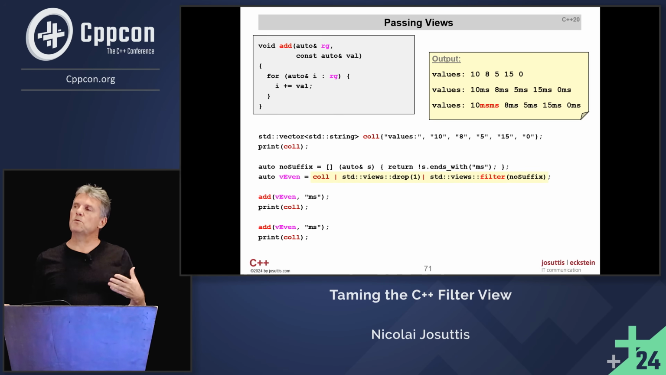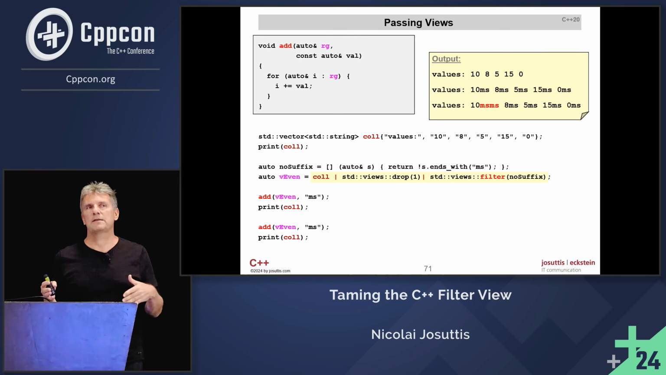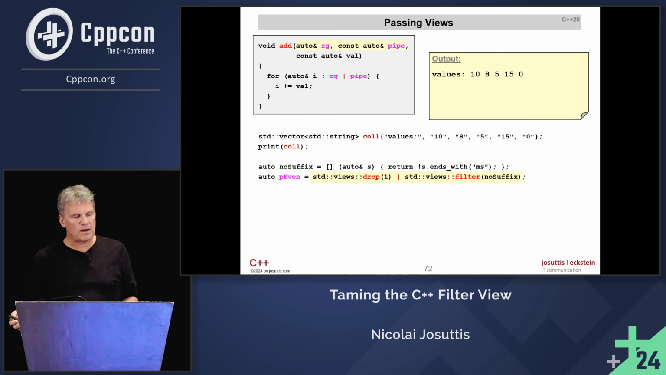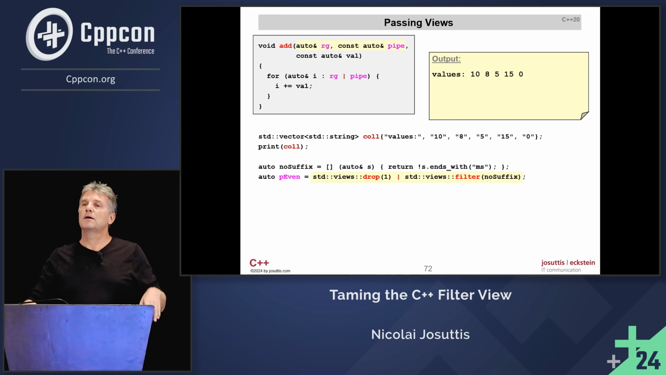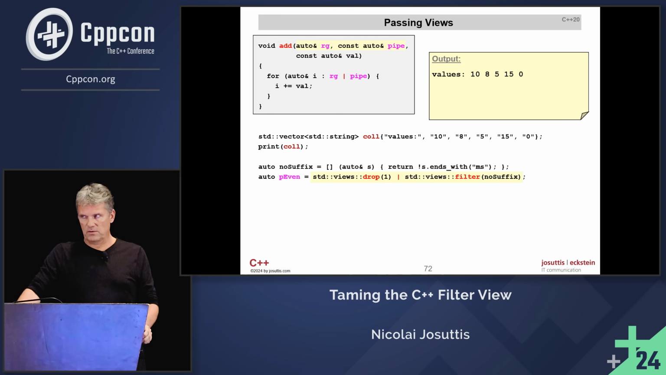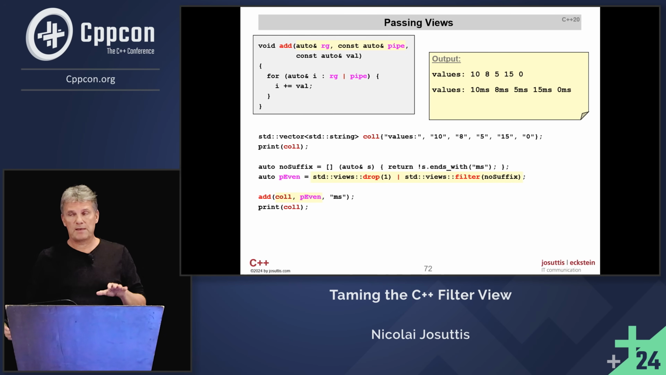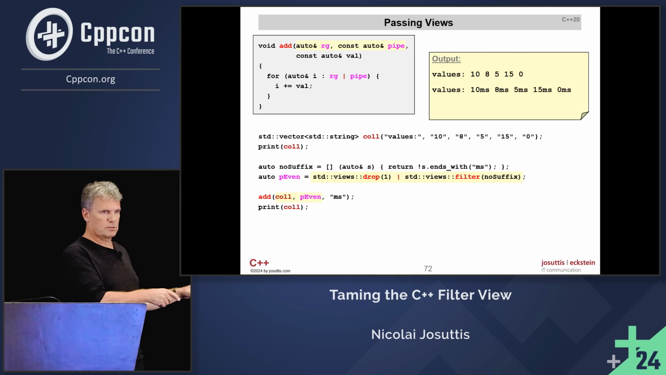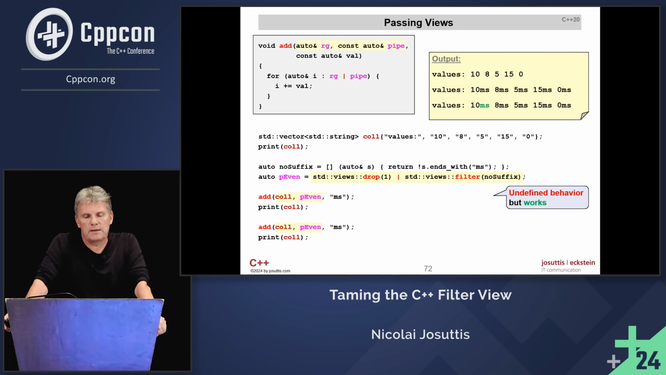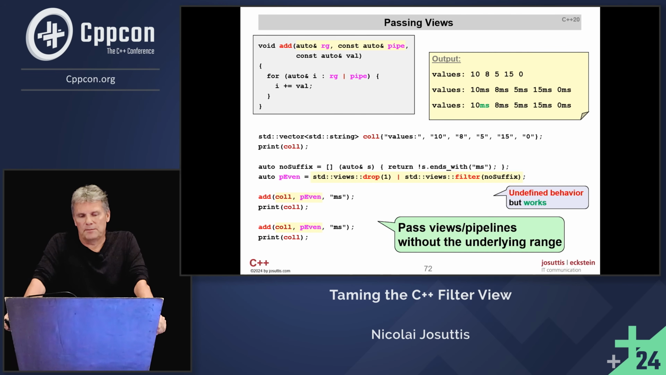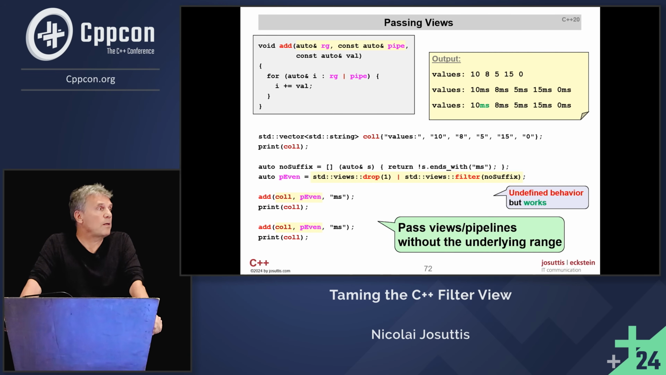How can you fix that? Because you want to specify views and pipelines ahead and pass them somewhere else. That's possible. Instead, you can define the pipe without the underlying source range. That's okay to do. If you then pass that separately from the collection, or pipe it directly in the add call, then it works. Pass views and pipelines without the underlying range.